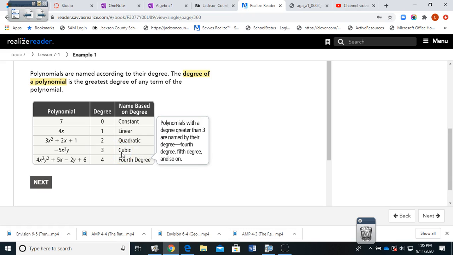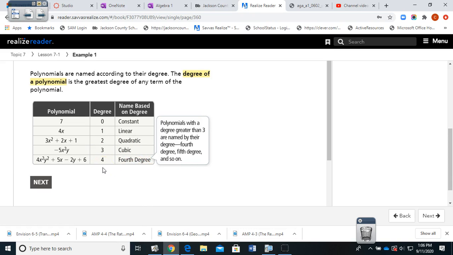Why is quadratic for 2? That's a great question, and I don't know the answer. Because you would think it would be 4, right? You would think quad, like a quadriplegic means they can't move their legs or their arms. All right. So I don't know. It's just that a quadratic is 2, a quartic is 4, like a quart of milk.